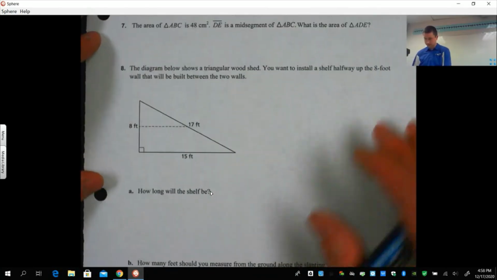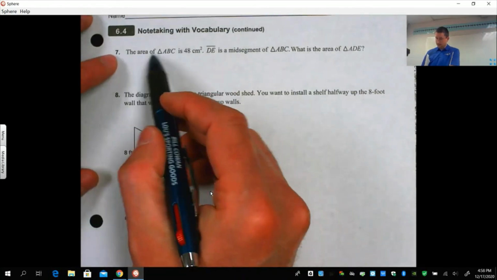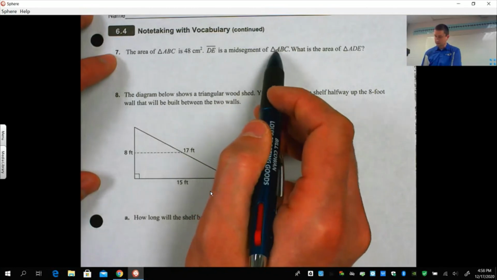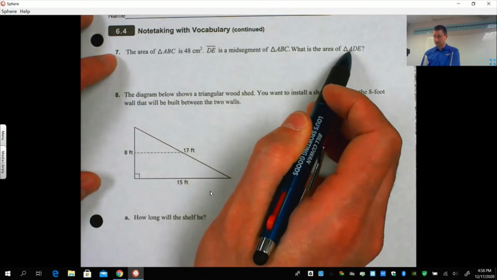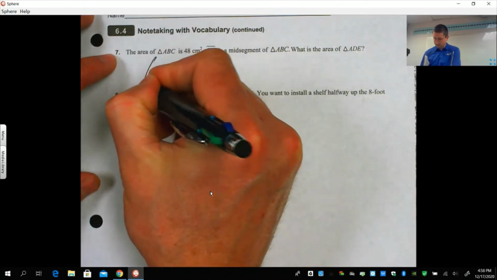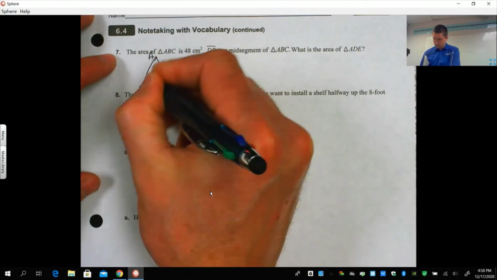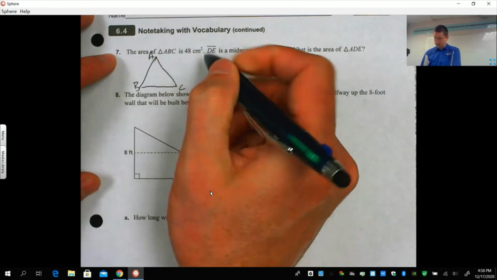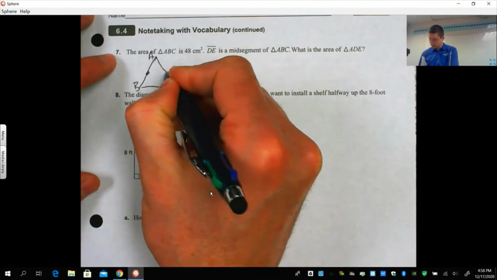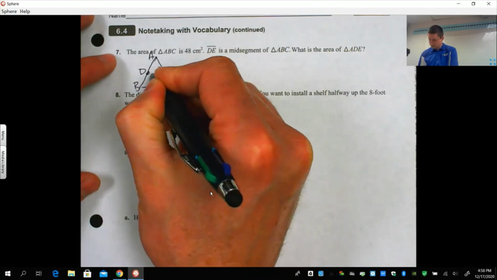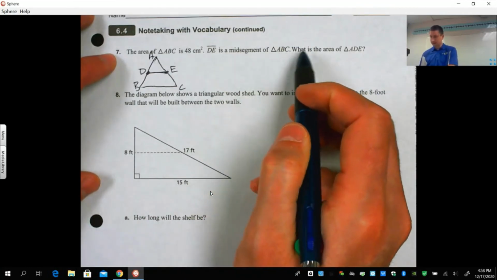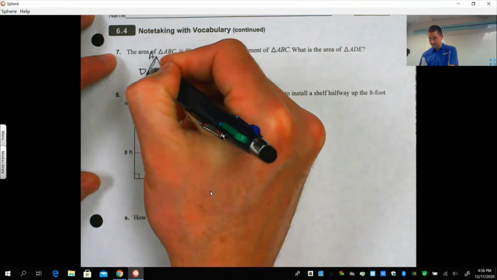Okay, let's wrap up these few questions here. The area of triangle ABC is 48 square centimeters. DE is a midsegment of triangle ABC. What is the area of triangle ADE? So we don't have a picture. I like pictures. It doesn't have to be drawn to scale. We got triangle ABC has an area of 48 square centimeters. DE is a midsegment, so I'm just going to draw DE. The midsegment of triangle ABC. What is the area of ADE?